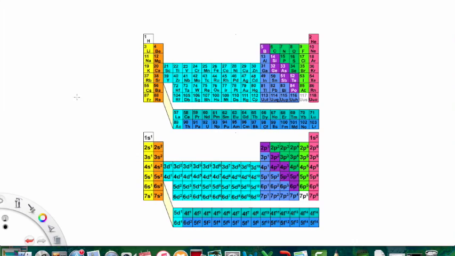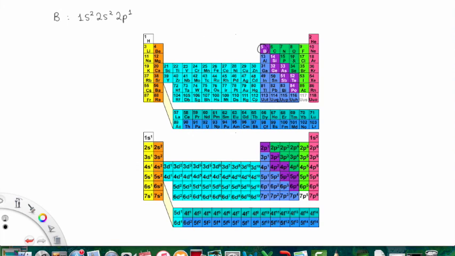So now let me give you examples of how we write out these electron configurations. Let's take boron right here. It's element number 5, and so it has 5 electrons. Just by following this, we know that we go 1s1, 1s2, 2s1, 2s2, and then 2p1. So for boron, the electron configuration would be 1s2, 2s2, and then 2p1.